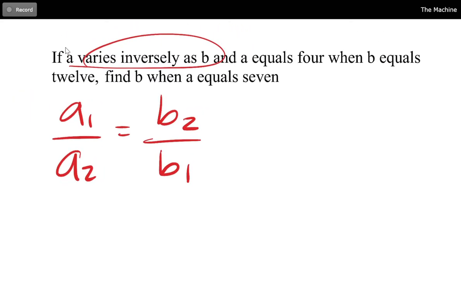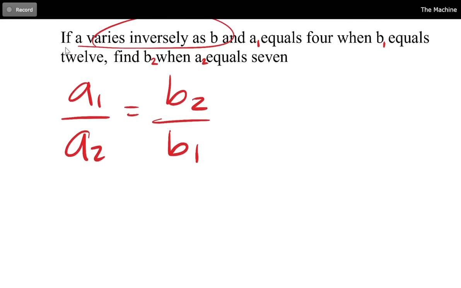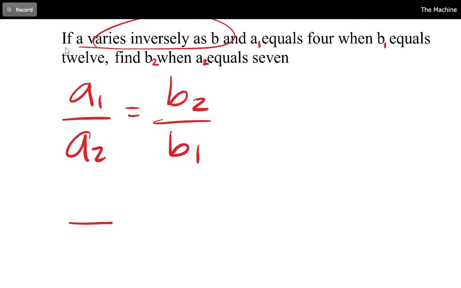Okay, and A equals 4, that would be A1, because that's the first thing I come to. A1 equals 4 when B1, because they go together, equals 12. Find B2, not your vitamin, but B2, when A2 equals 7. And now I have to be very careful how I plug the numbers in. My instinct, and yours too, is, if it goes 1 to 2 on the left, to make it 1 to 2 on the right. You've got to really pay attention and not goof it up.